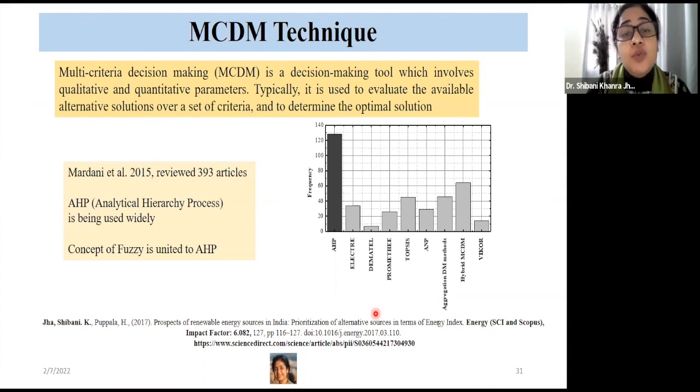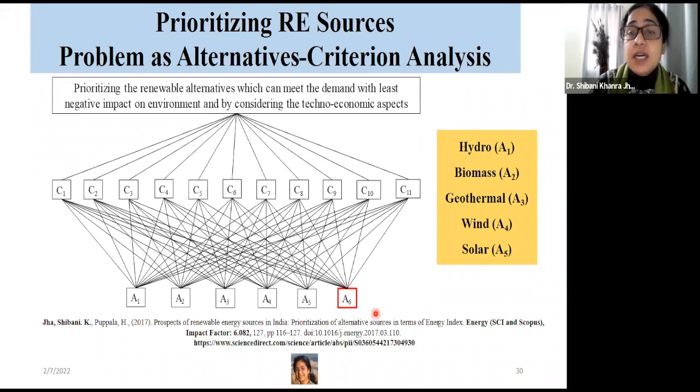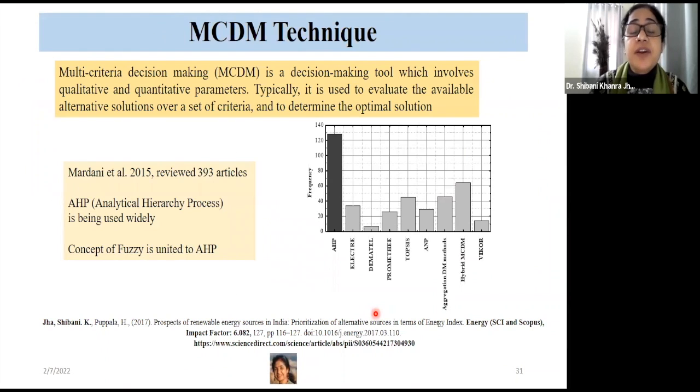Now, to do this alternative criteria analysis, this MCDM technique, or multi-criteria decision making technique, is one of the powerful tools, a decision-making tool which involves qualitative and quantitative parameters. Typically, it is used to evaluate the available alternative solutions over a set of criteria. So as you have seen, there is a set of criteria.